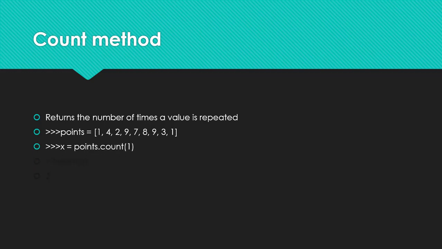We have taken a variable x which is equal to points dot count, and inside the parenthesis I have passed the element that I need to count. For example, here I have written 1. That means the count method would return me how many times 1 is repeated inside the points list. Let's see, print x. Then we will get 2 because 1 is repeated 2 times in the list. That means there are 2 1s in the points list. So count method basically returns the times a value is repeated inside a list. I hope the count method is now clear.